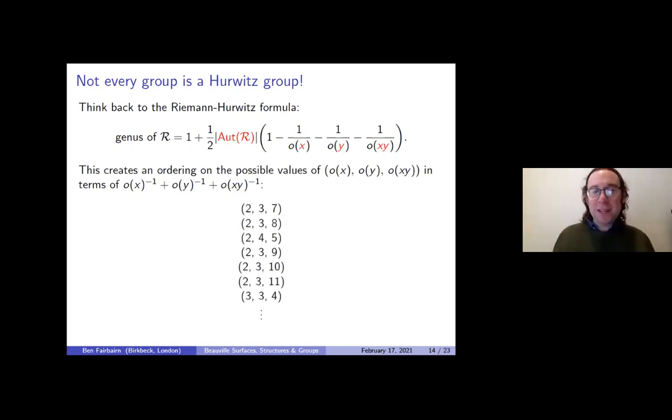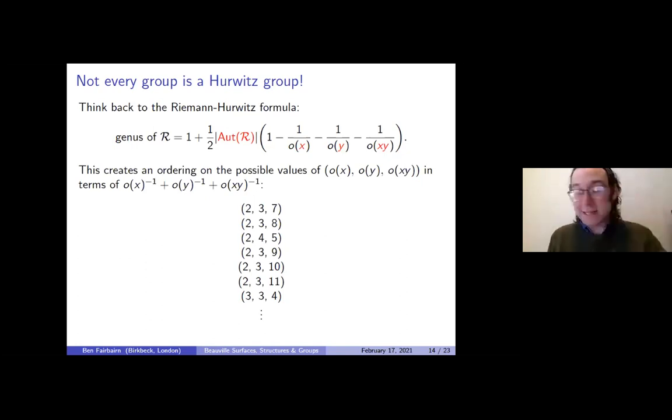So we've just seen that (2,3,7) is the best you can do, thanks to Hurwitz's theorem. But what if you're not generated by an element of order 2 and an element of order 3 such that your product is order 7? Well, the next best you can do is hope that there's an element of order 2 and an element of order 3 such that your product is order 8. Well, what if you can't do either of those things? The next best you could do is find an element of order 2 and an element of order 4 such that your product is order 5, and so on.